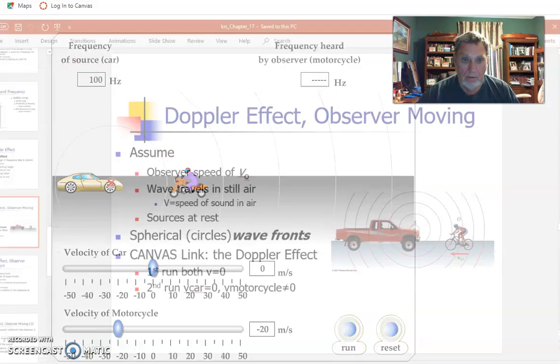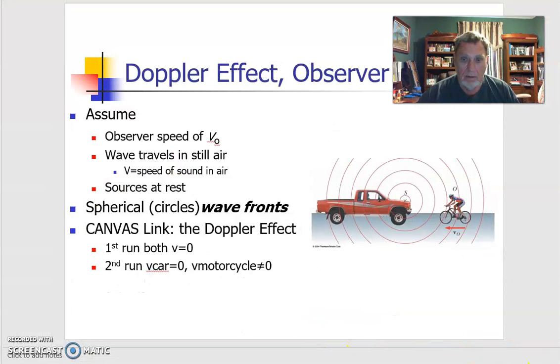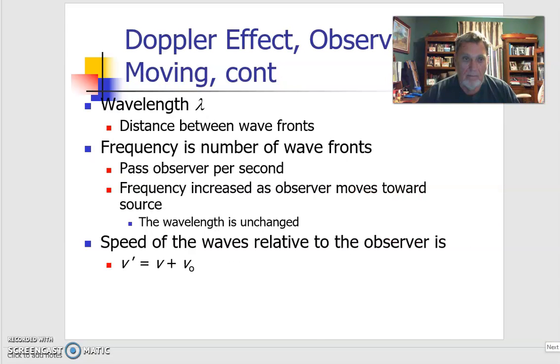All right, so the key is the wavelength. When we're looking at this effect, remember, wavelength is the length of a wave, or the peak-to-peak distance. In what we're looking at, they're called wave fronts, regions of constant phase. The frequency is the number of wave fronts that pass the observer per second. It increases as the observer moves toward the source.